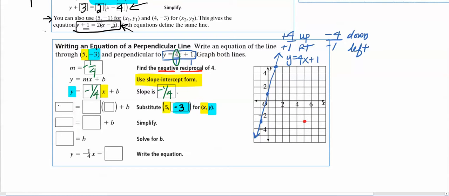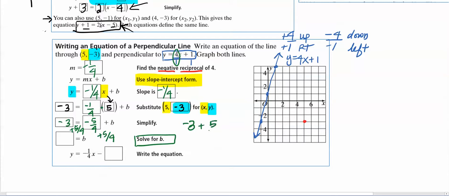So we're going to do that. We're going to have negative 3. This is the x right here. That's 5. And then the negative 1/4 was our slope. And then what we're going to do is solve for b. So let's simplify this. This is negative 5/4 if we multiply these together. So then I'm going to add 5/4 to both sides to solve for b.